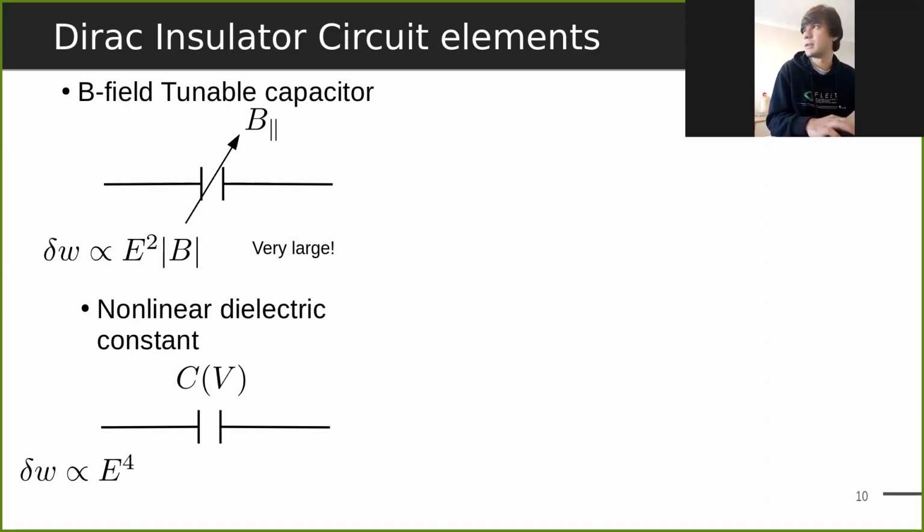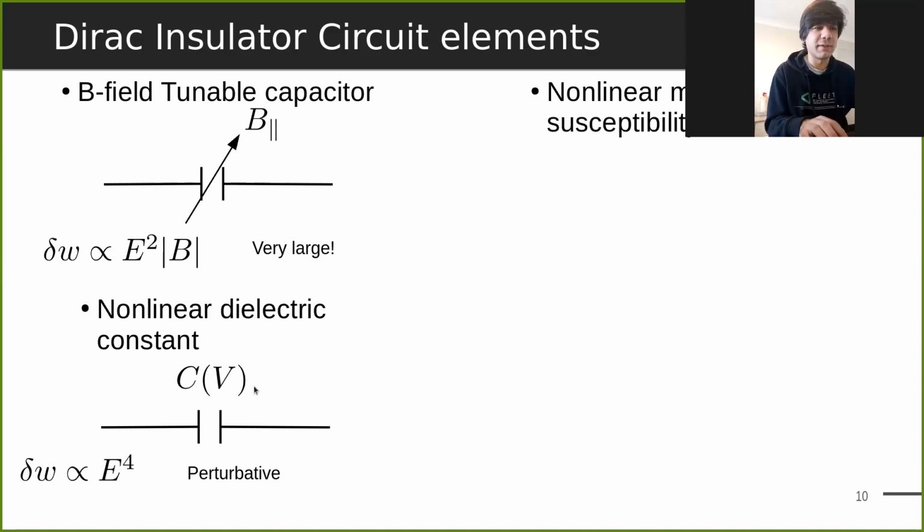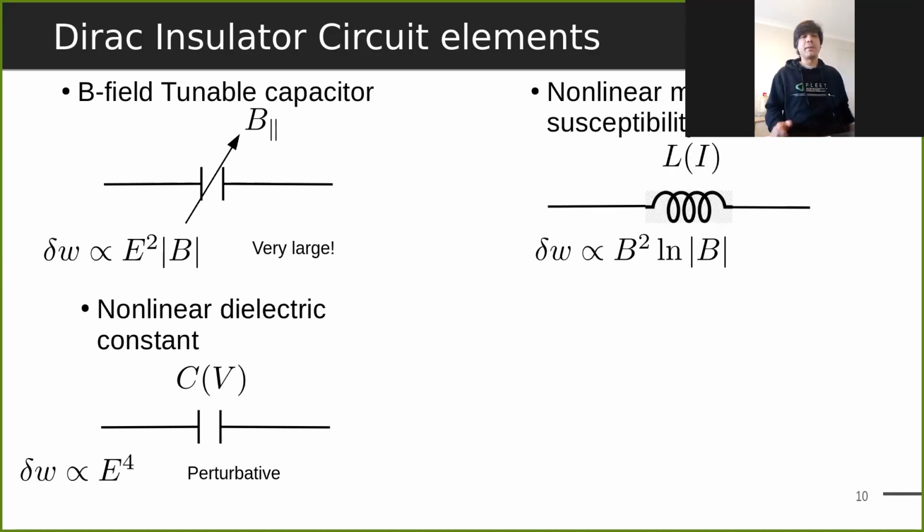This is due to the fact that there's a term in the energy that goes like E⁴. This effect is perturbatively small, so it's there. I'm just mentioning it, but I'm not going to dwell too much on it because there are much larger effects in other phenomena, such as nonlinear magnetic susceptibility. For example, if we made an inductor out of a Dirac insulator, because of this dependence on energy, you would have a nonlinear inductor, and this effect is large as well.